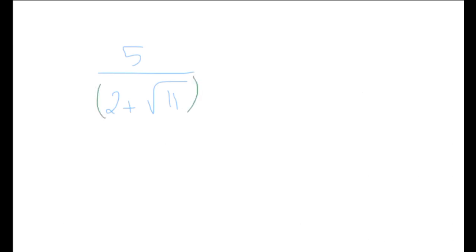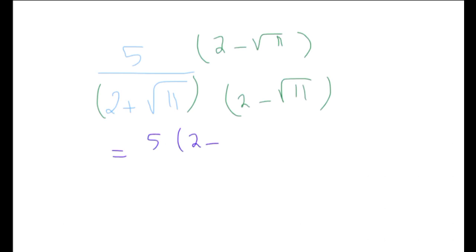Second, you need to multiply the numerator and the denominator by the conjugate of 2 plus radical 11, that is 2 minus radical 11. So we need to multiply numerator and denominator by 2 minus radical 11. So how to continue? In this case, we multiply numerator by numerator, denominator by denominator. This is how we multiply two fractions.